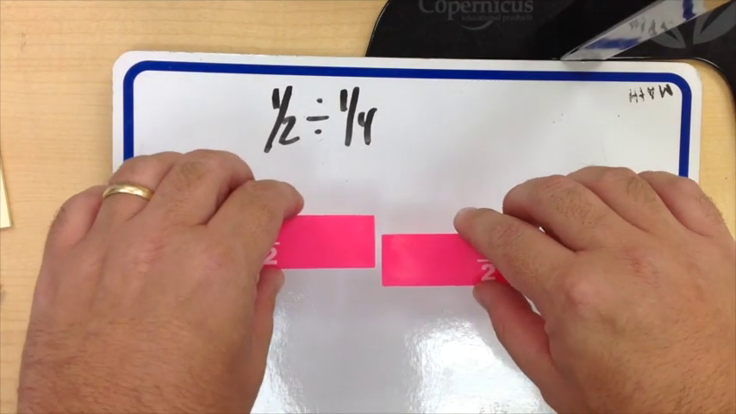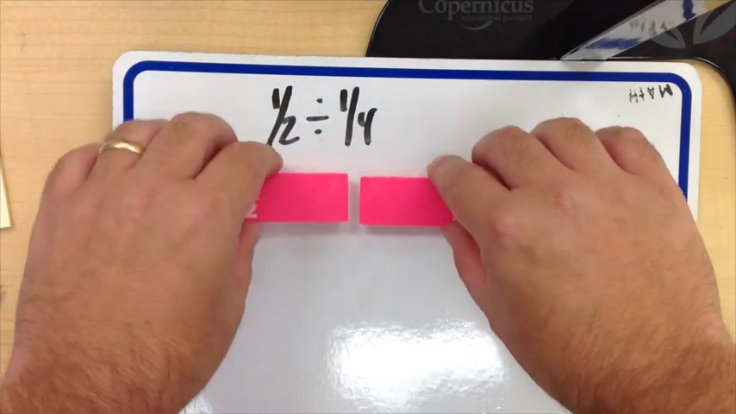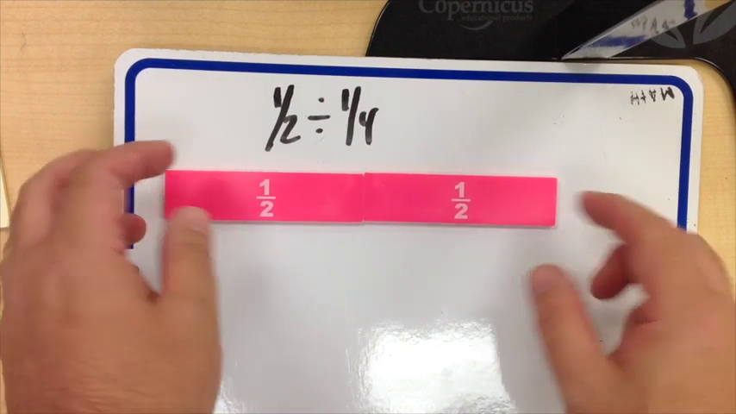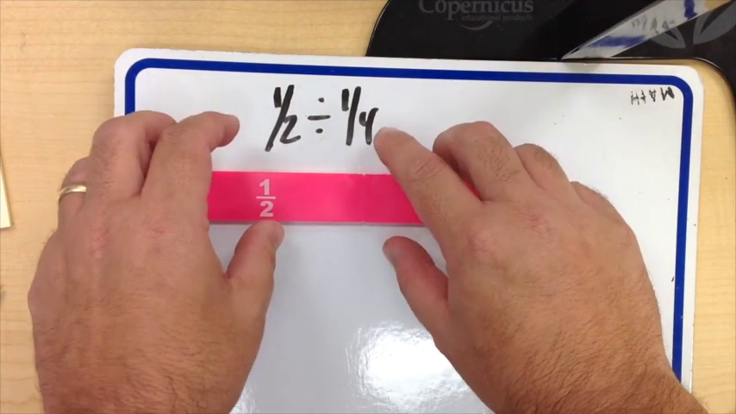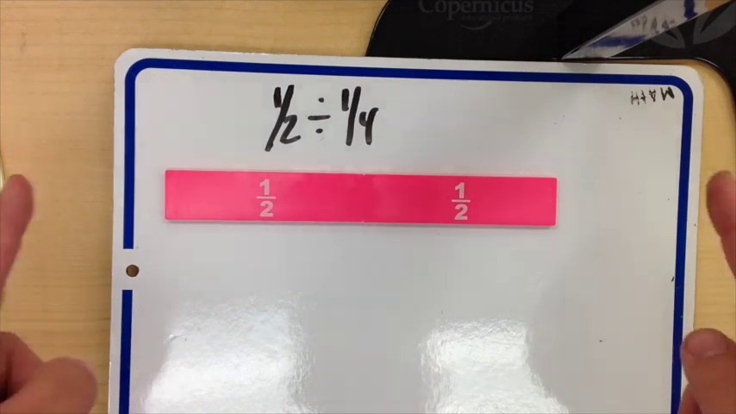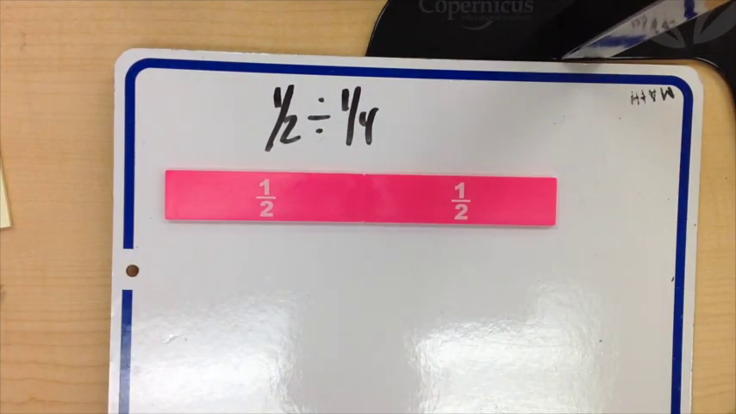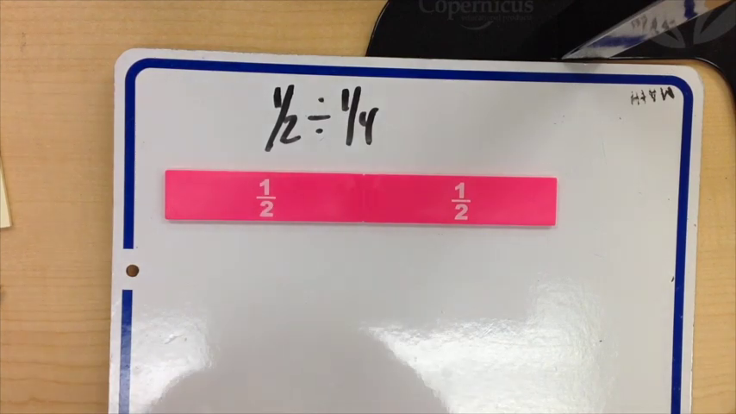So first we're going to go ahead and, okay, we have 2 halves, and we all know that 2 halves equals a whole. Now we're not concerned with the whole right now, we're more concerned with just that 1/2. So what this number sentence says is how many 1/4 are there in 1/2? So let's go ahead and figure that out.